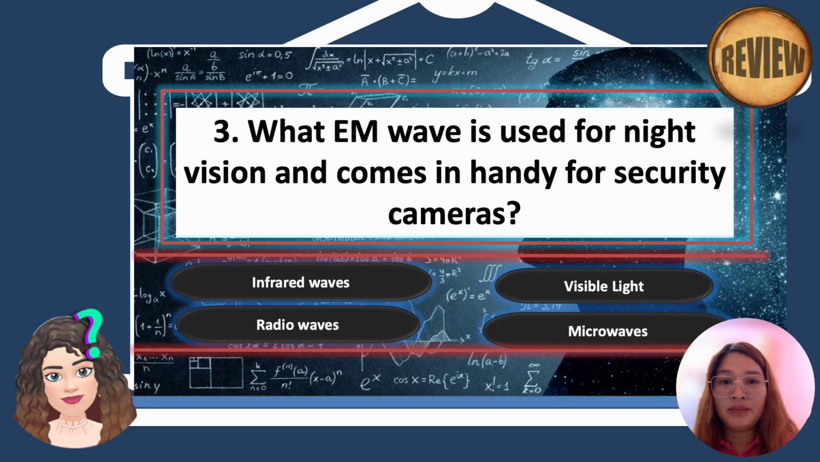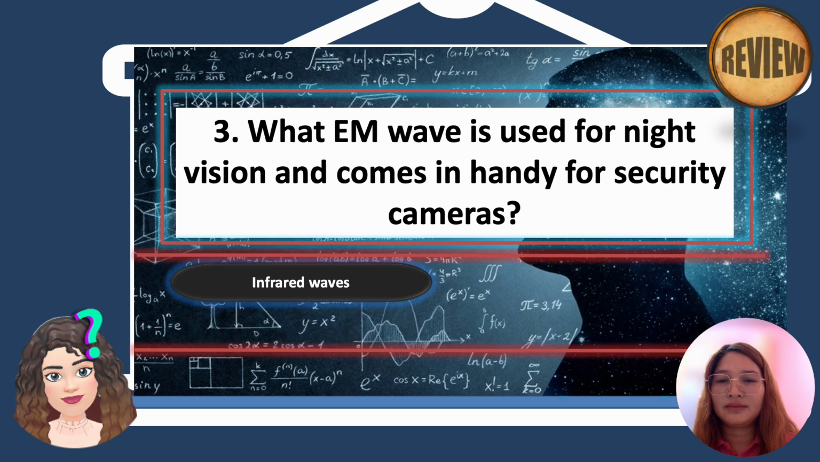Number 3. What EM wave is used for night vision and comes in handy for security cameras? Infrared waves, radio waves, visible light, or microwaves? Very good. The correct answer is infrared waves.